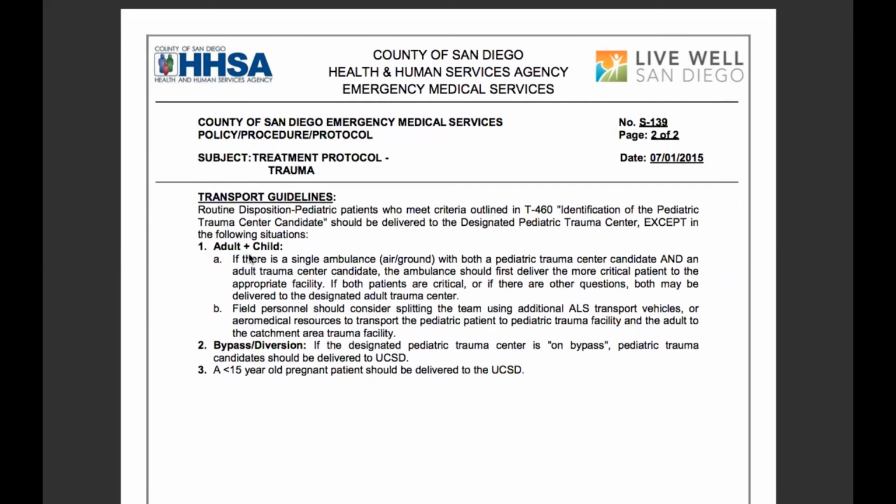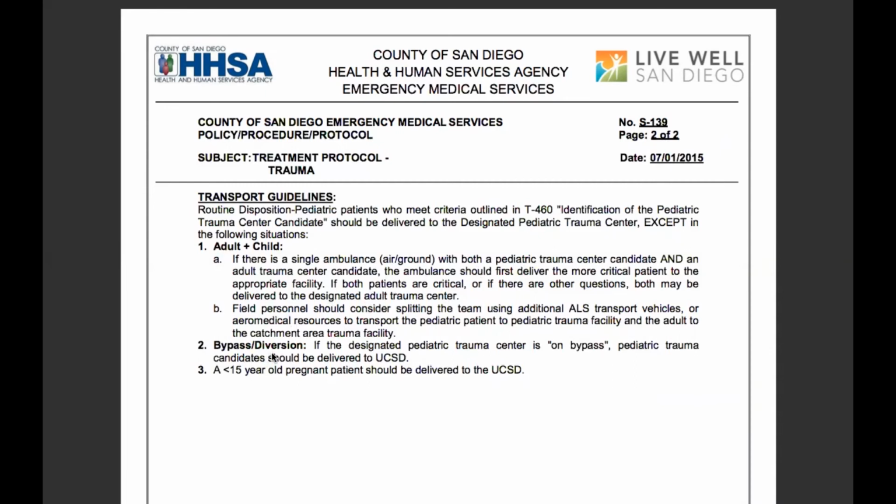If there's an adult and a child, if there is a single ambulance, either air or ground, with both pediatric trauma center candidate and an adult center candidate, the ambulance should deliver the more critical patient to the appropriate facility. If both patients are critical, or if there are other questions, both may be delivered to the designated adult trauma center. Field personnel should consider splitting the team and using additional ALS transport vehicles or aeromedical resources to transport the pediatric patient to the pediatric trauma facility and the adult to the catchment area trauma facility.